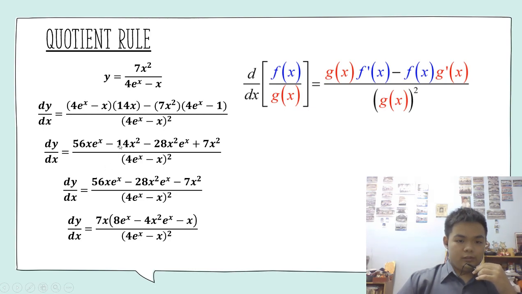And we combine this one, this and this, and combine. 56x e^x minus 28x² e^x minus 7x² over 4e^x minus x². Then we take the 7x out. Here we can have 7x multiplied by x e^x minus 4x² e^x minus x over 4e^x minus x². That is the part of the quotient rule.